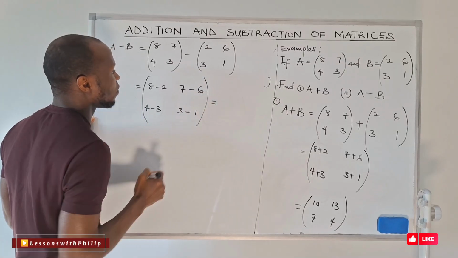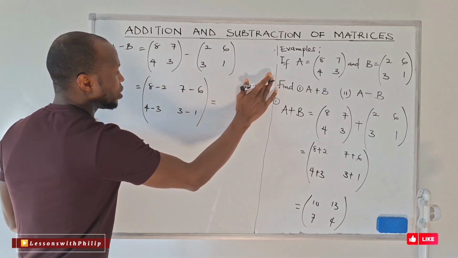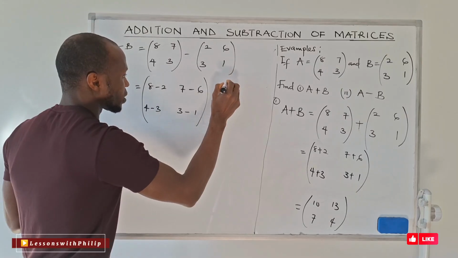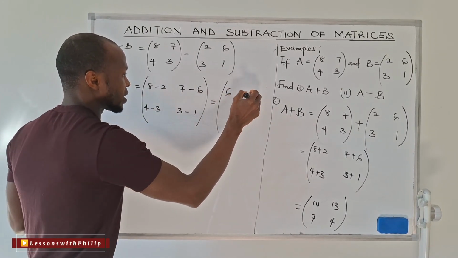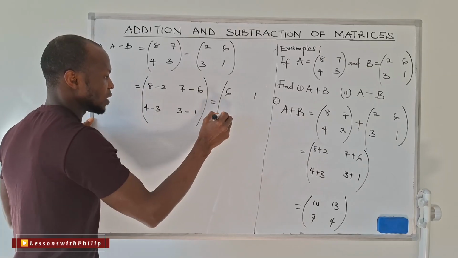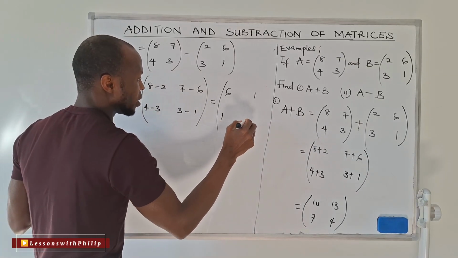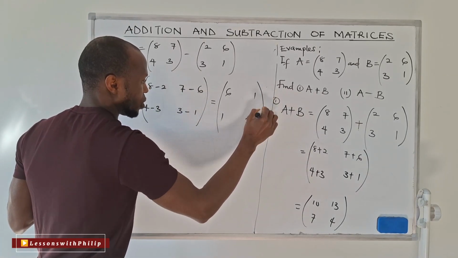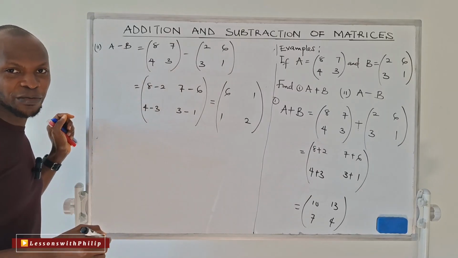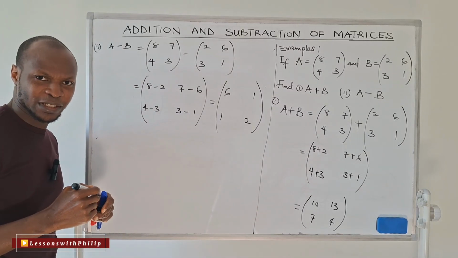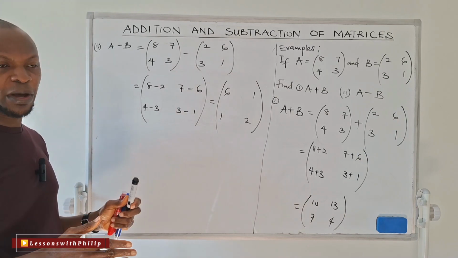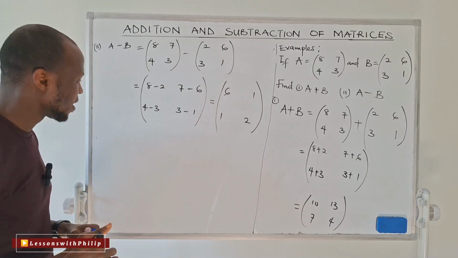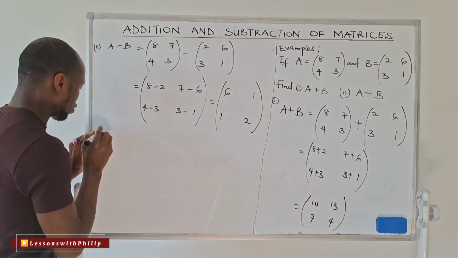Okay, and this will be equivalent to 8 minus 2 will be what? 8 minus 2 is 6. 7 minus 6 is 1. 4 minus 3 is 1. 3 minus 1 is 2. And that is how to solve that. Do you get it? Someone says, what if it's not 2 by 2? What if it is 3 by 3 matrix? It's the same way.